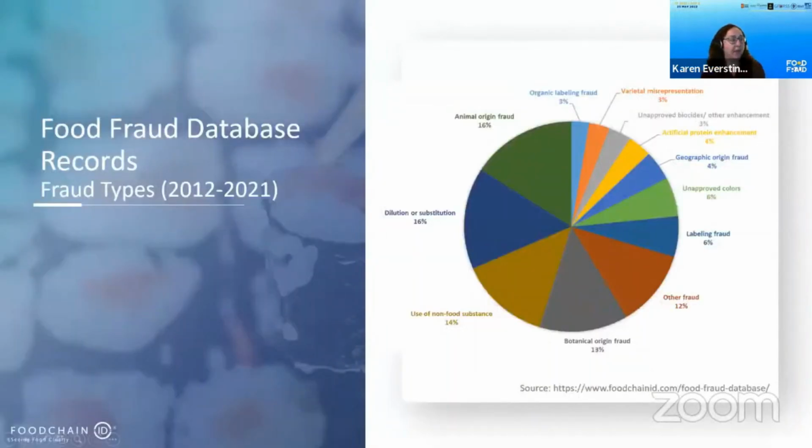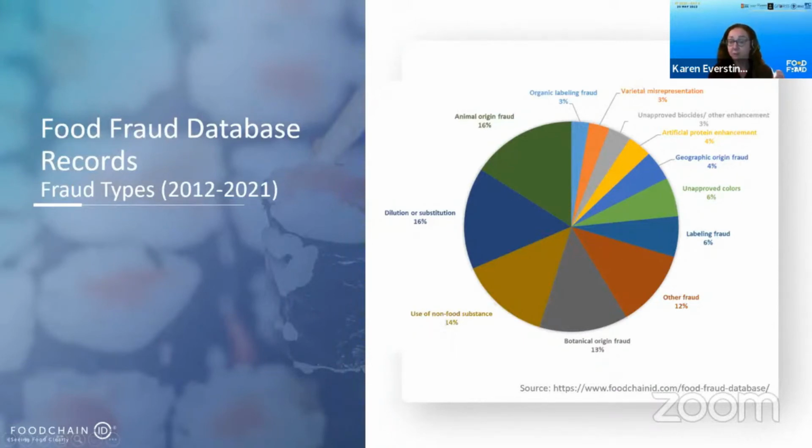Okay. And then I will try to move a little bit faster because I know we're running up on time. When we look at the way that fraud happens, this is what we see, again, in the database that we maintain. Dilution or substitution in various ways, animal origin fraud, botanical origin fraud, and you can see the rest of the information here. But I do like to note that the use of a substance that is not approved for use in foods is at 14%.